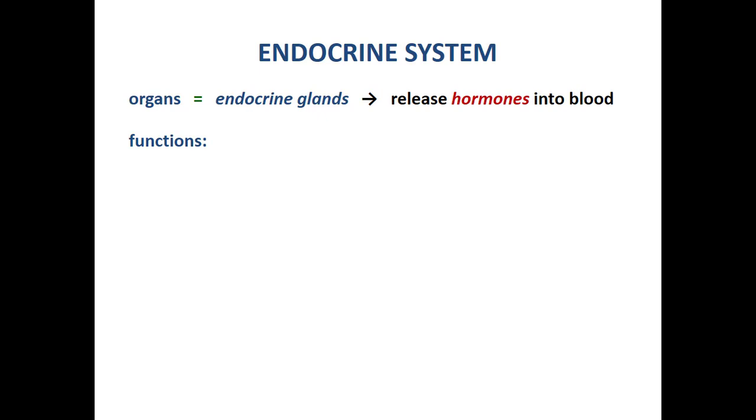So the endocrine system, of course, consists of a number of endocrine glands. And we talked about glands previously. These are glands that are ductless. They have no ducts, and they release chemicals called hormones into the blood. These are different, of course, from exocrine glands, which release substances through ducts into body cavities or onto the body surface. The endocrine system works very closely with the nervous system to regulate homeostasis.